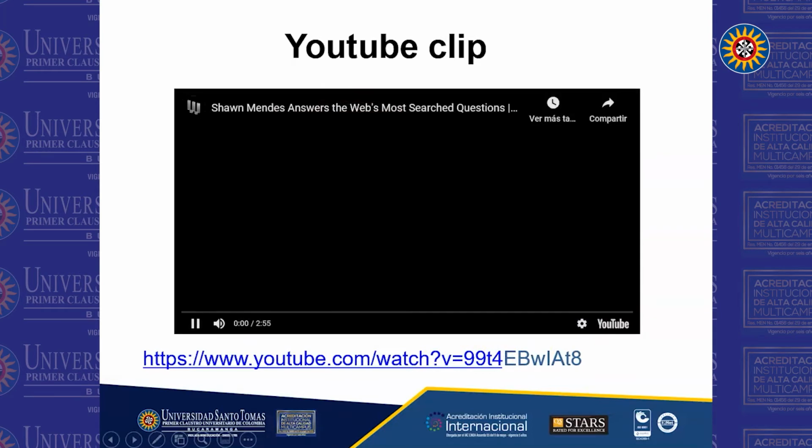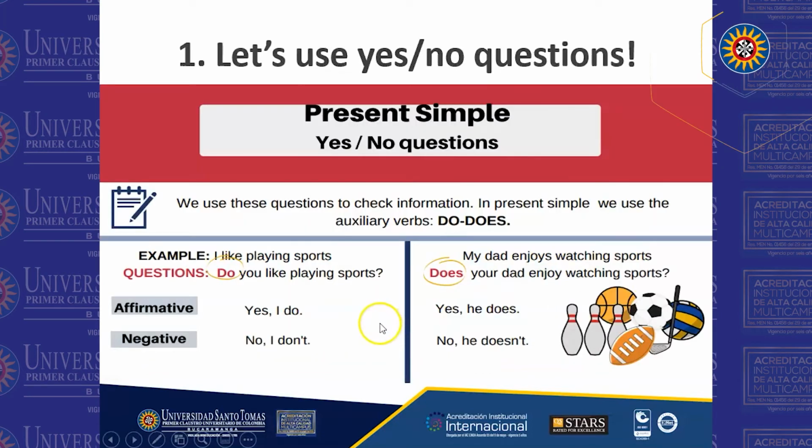And now let's use yes/no questions. When do we use yes/no questions? We use these questions to check information, to confirm some information that we want to know if it's real or not, right? In present simple, we use the auxiliary verbs do or does, right? We have these two auxiliaries. We will be seeing some examples of each one.